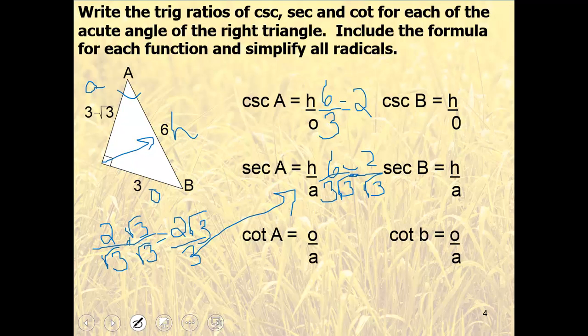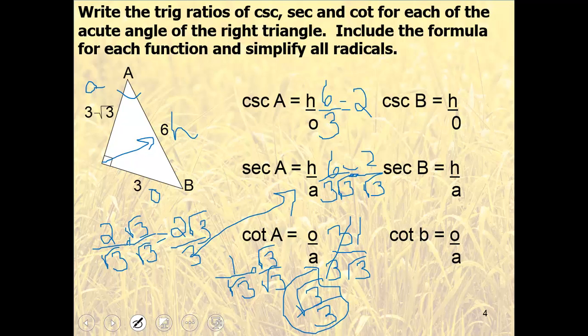That's that answer. And then for the cotangent of A, it's the opposite, which is 3, over the adjacent, which is 3 square roots of 3. These cancel, and I get 1 over the square root of 3, which when I rationalize my denominator, I multiply by that tricky number, square root of 3 over 3, and I get the square root of 3 over 3. So that's the answer for cotangent. Here's the answer for secant, and here's the answer for cosecant. Very good? Okay.